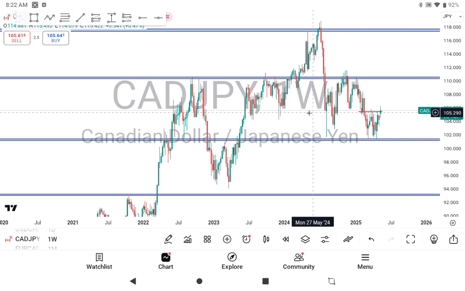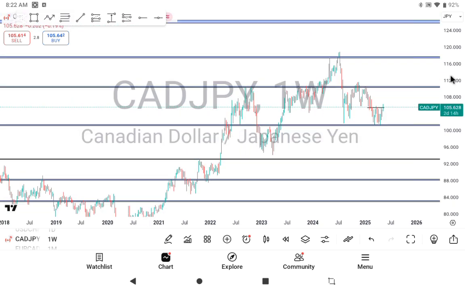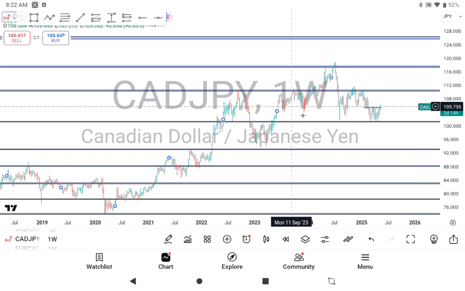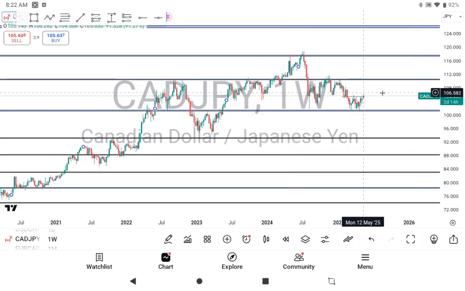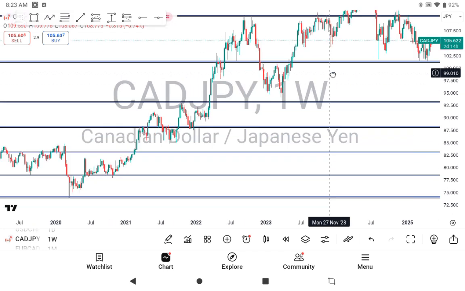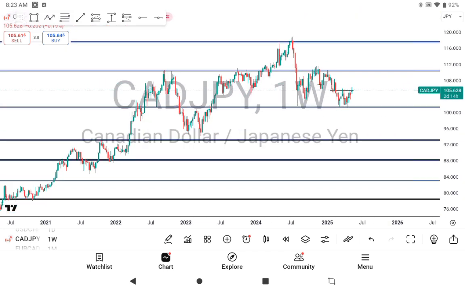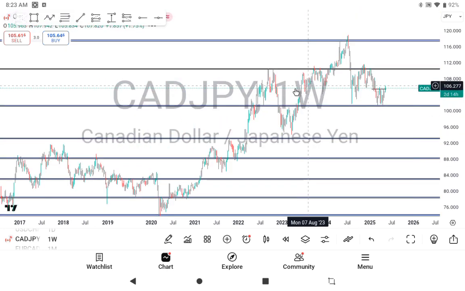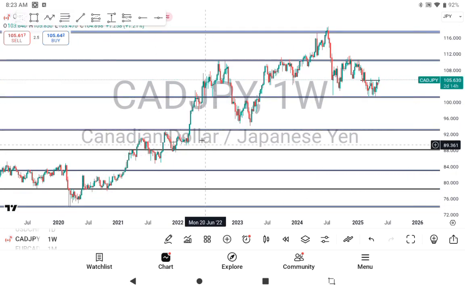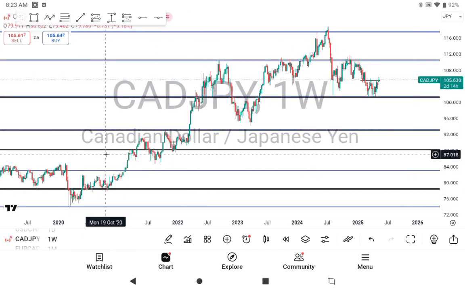Now with this trend right here, we can see that CADJPY is on a bullish trend. It has been pushing to the upside for many months, and up to now it's still trending to the upside. Look at the trend. The trend is bullish on the higher time frame, creating a consecutive series of higher highs and higher lows.